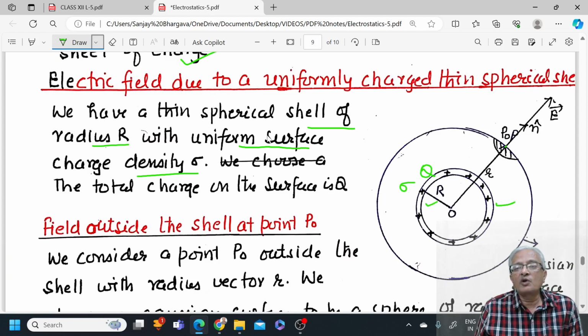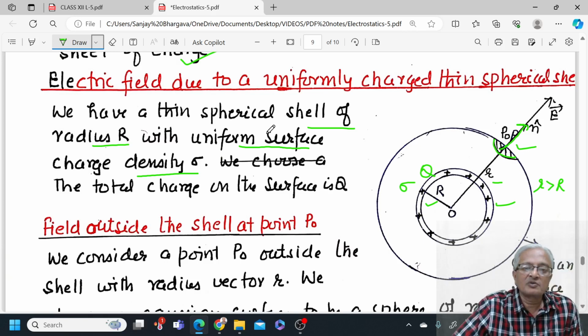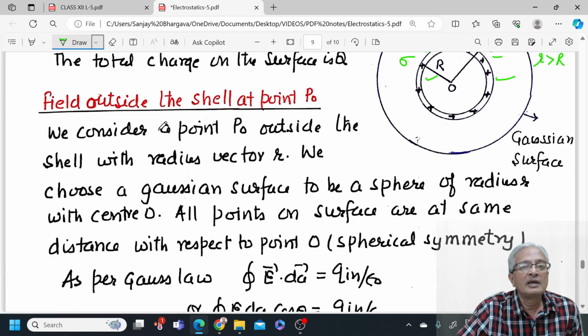Now I need to calculate what is electric field at this point P, which is outside the sphere. It is at a distance r, and remember r is greater than R. So at this point we do not find any closed surface, so we imagine a closed Gaussian sphere as the closed surface. Choose a small area dA. The direction of the normal would be like this, and the direction of the electric field due to this charge q would be also outward. Since the charge q is positive, the direction of the field would be once again radially outward.